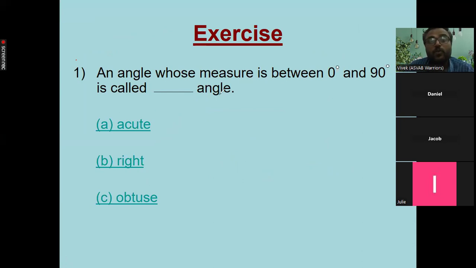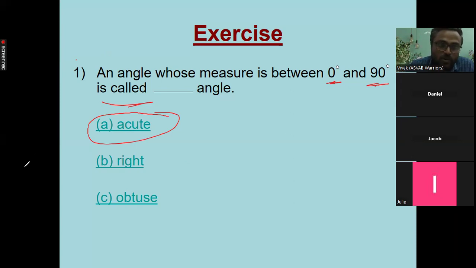An angle whose measure is between 0 degrees and 90 degrees is called dash dash dash angle. So it's nothing but an acute angle. If you remember, I told you that an angle which is less than 90 degrees and greater than 0 degrees is nothing but an acute angle. Let's move on to the next question. I'm going to solve one more question.